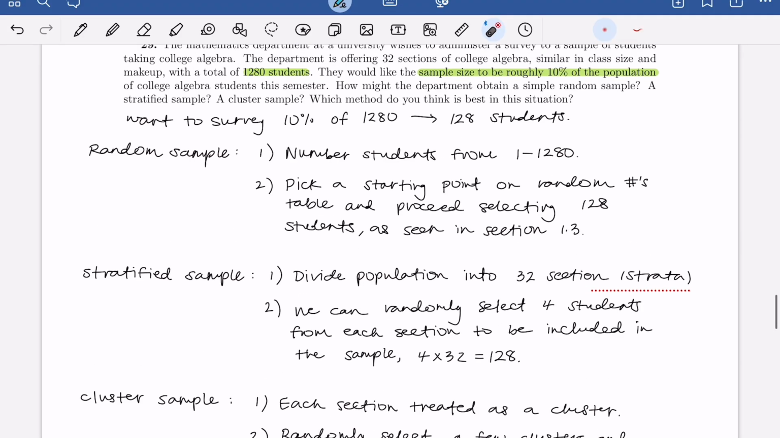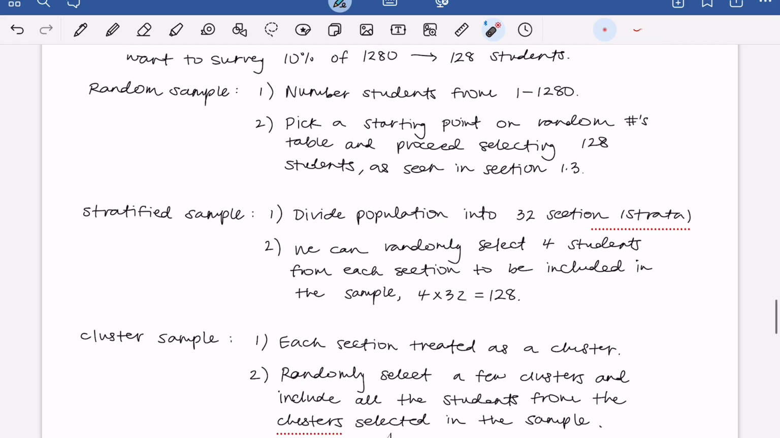Now, the last question here is which method do you think is best in this situation? The best method is definitely going to be the stratified sample. It ensures that students from each section are represented. We're just taking 4 students from each section, so that's nice. For the random sample, this one might miss differences between sections. We're not going to get the same amount of students from each section by doing a random starting point and randomly selecting using our random numbers table. We might get several students from one section and none from another, and so on.